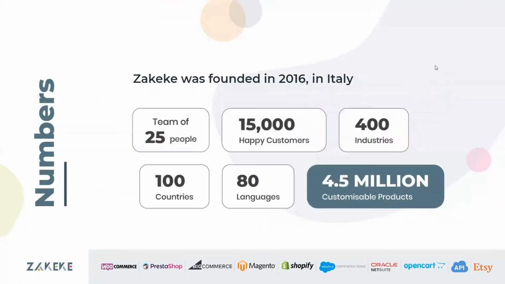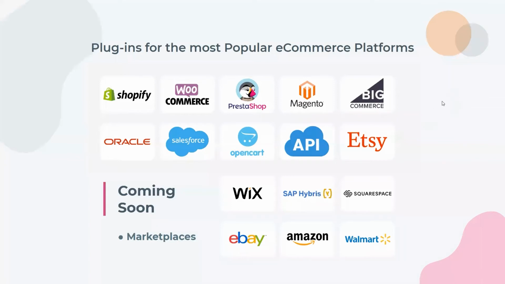Zakeke was founded in 2016. We've now got, this is slightly out of date, almost 30 people. We've got 15,000 happy customers covering 400 different industries across 100 countries in 80 languages. 4.5 million customizable products are stored on our systems. We have plugins for the most popular e-commerce platforms, including Shopify, WooCommerce, and also Etsy, and we've got others in the pipeline.